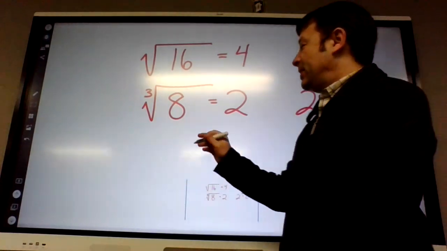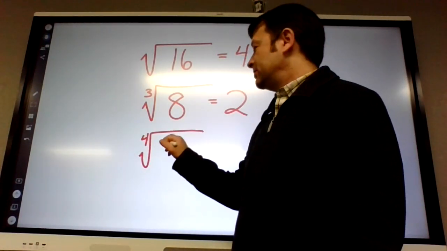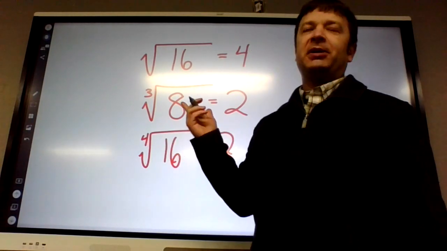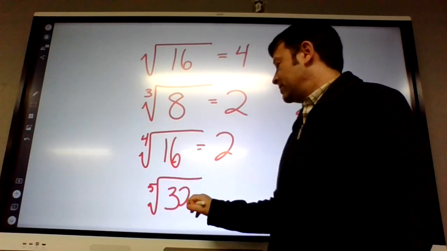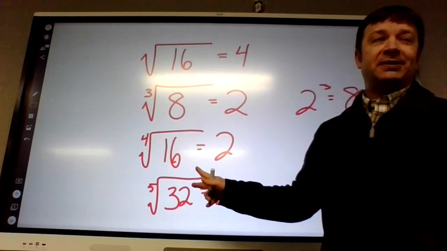Or it could be a fourth root of, let's say, 16. Like, what's the fourth root of 16? That would be 2. You guys might not know that one. Or the fifth root of this is 2. Now, I'm only choosing numbers that work out nice and neatly.